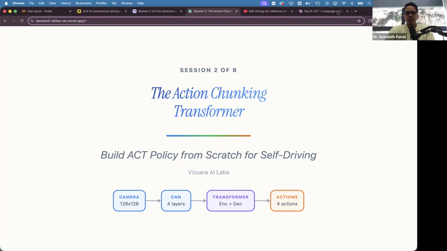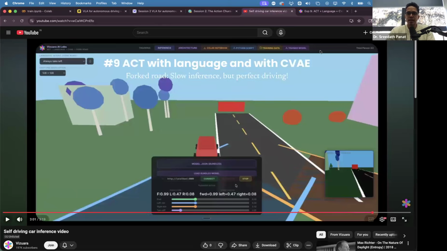So today our goal will be one singular goal: understanding the Action Chunking Transformer, ACT, and building an ACT policy ourselves for self-driving. But today we will not be looking at a physical self-driving car, but rather we'll be going back to our environment, which we discussed in the last lecture, which looks something like this.